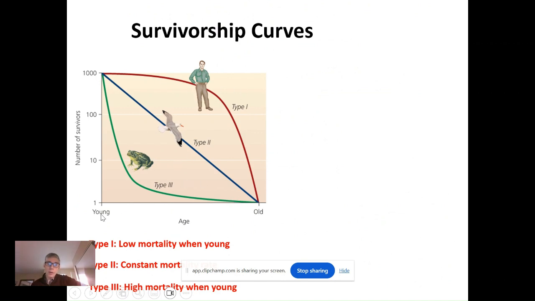So if you look along the bottom, it's your age, and this is the number of survivors out of the population. So humans see relatively good survival for a long time, and then we die off. Something like frogs have very low survival of offspring, and then actually they survive relatively well as adults. Most organisms sort of in between these two have in between survival when young and in between survival when old, and so it's more of a linear change.